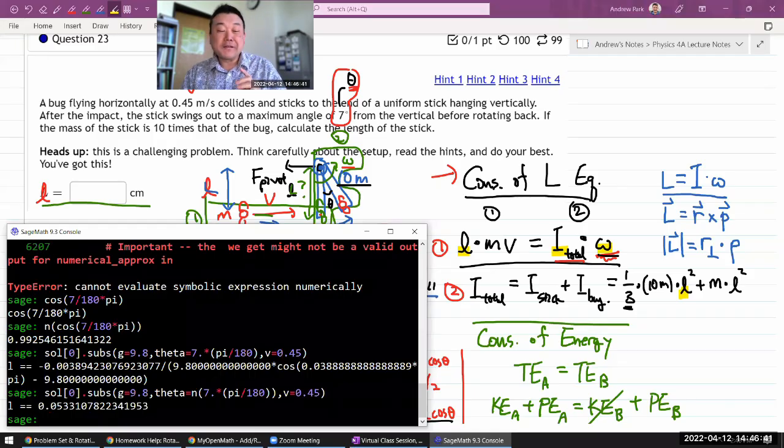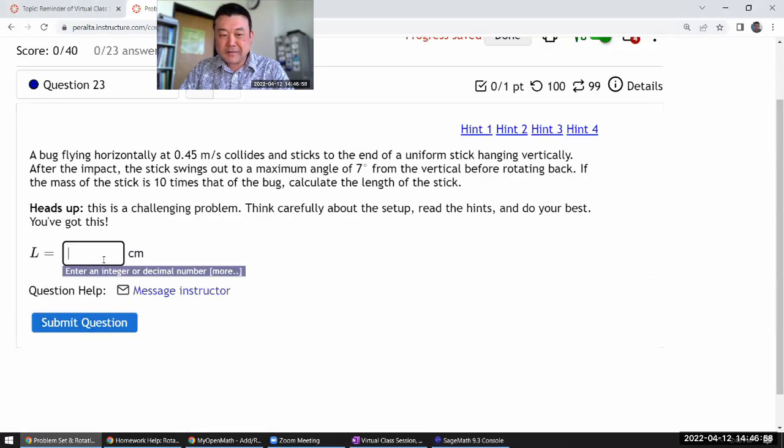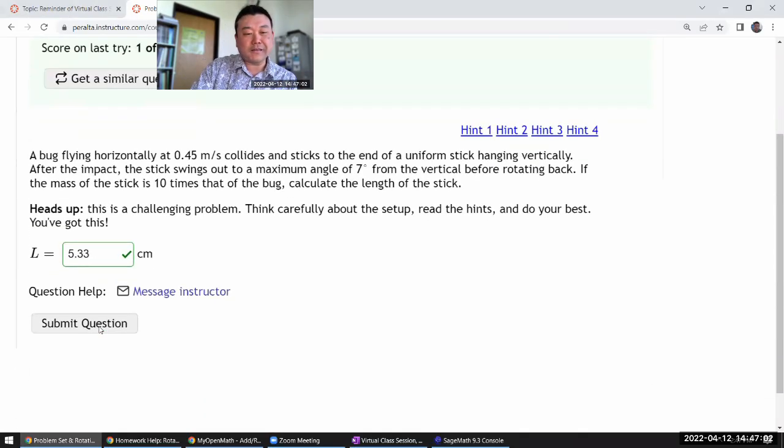Okay, good. So the length of the stick is 0.0533 meter. So it should be 5.33 centimeters. Yeah, it didn't save me too much time. Maybe it saved me 15 minutes of doing the algebra.